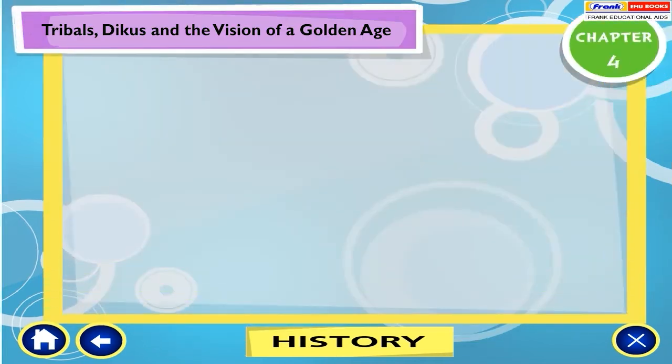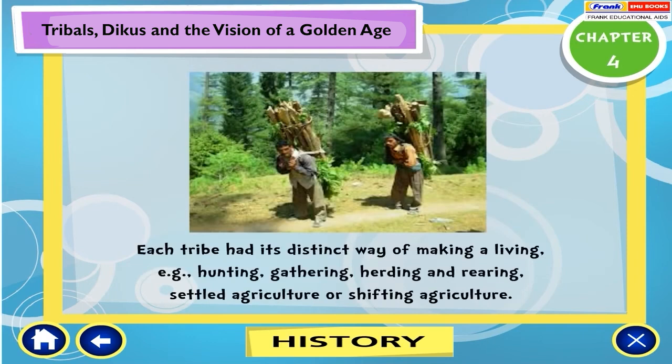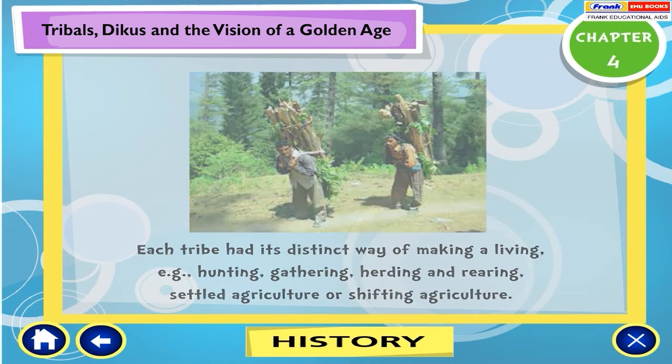Colonialism and tribal societies. Tribal communities are found throughout India, but many are found concentrated in hilly or forested areas. Each tribe had its distinct way of making a living. Example: hunting, gathering, herding and rearing, settled agriculture or shifting agriculture.